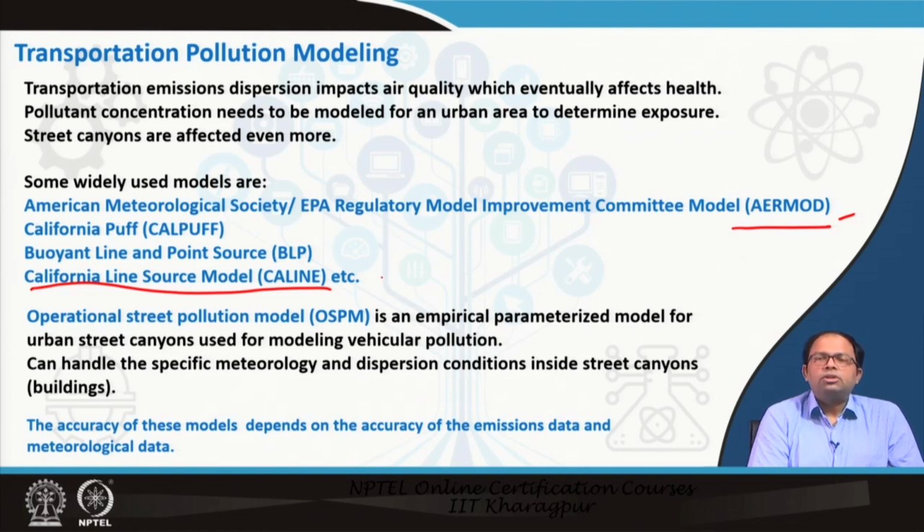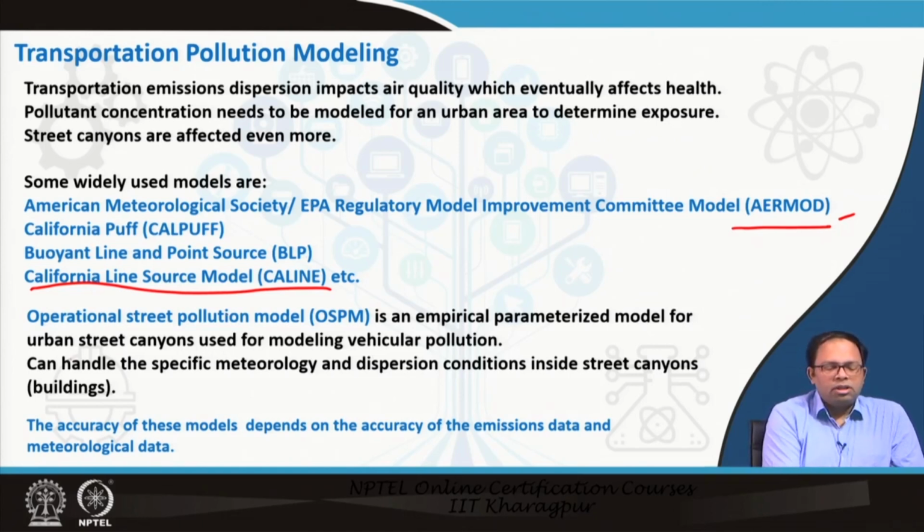So these are the models used usually for predicting line source emission. These are called line source models, not point source models. Whenever we have an industry and a stack coming out of an industry, we have emission from that, we call it point source emission. These are called line source because there are lots of vehicles on a particular road. That's why we call them line source emission.